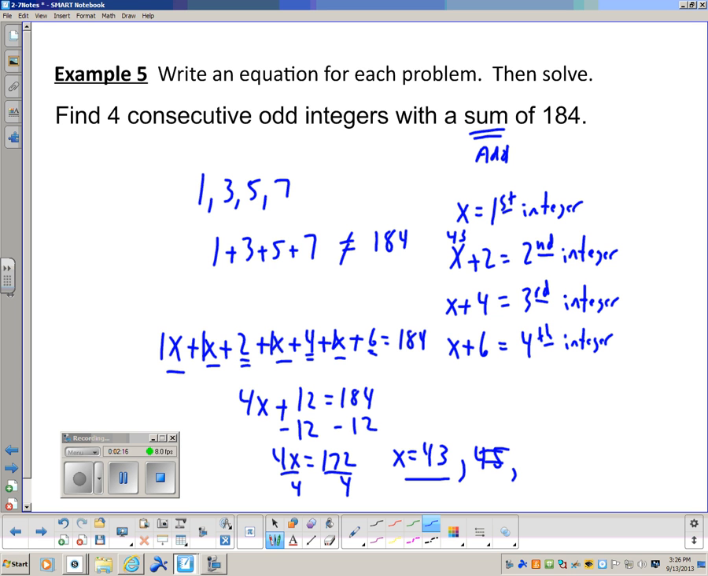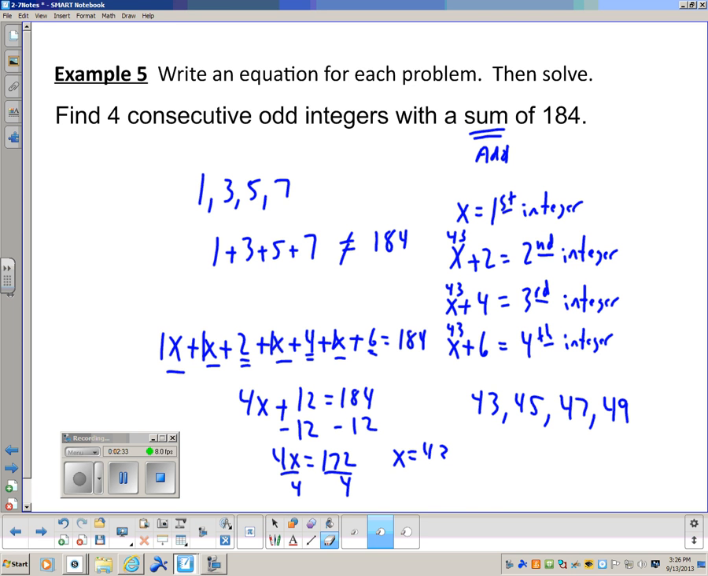Well, let's come over here. So 43, 45. We can put 43 in here. 43 plus 4 there is 47. And then put 43 here. 43 plus 6 is 49. So there we have it. The 4 numbers there are 43, 45, 47, and 49.